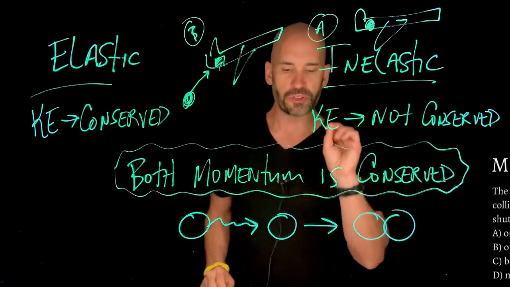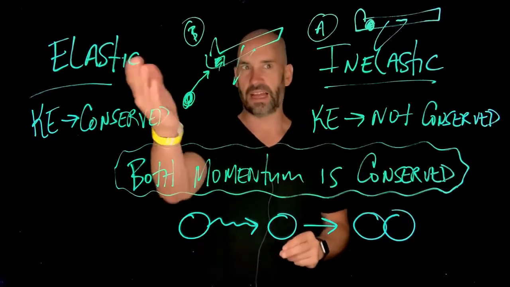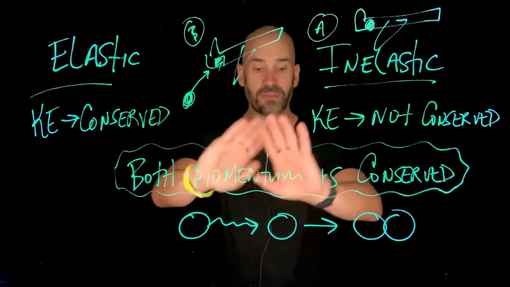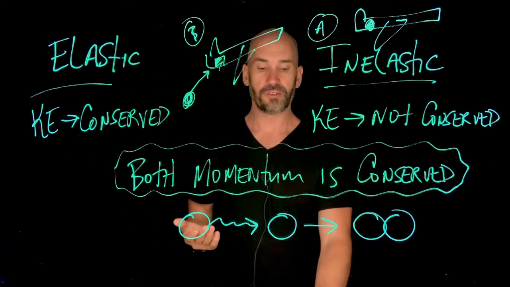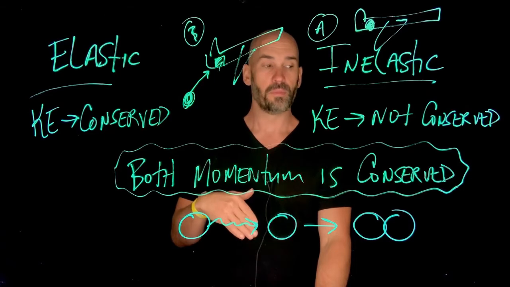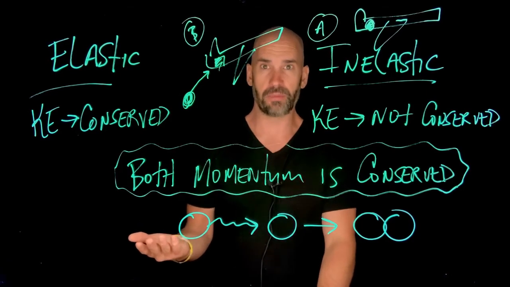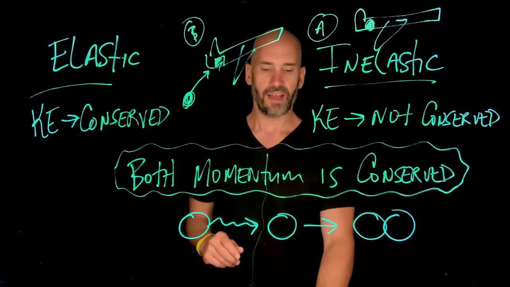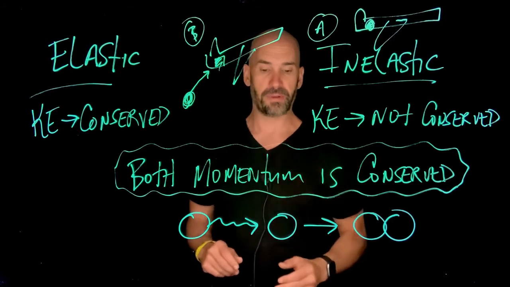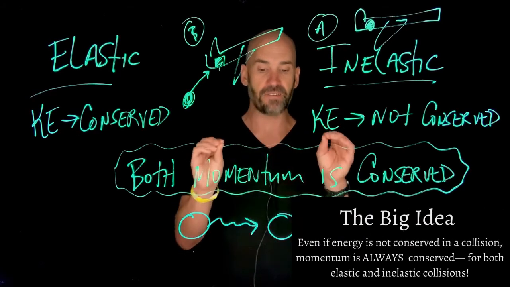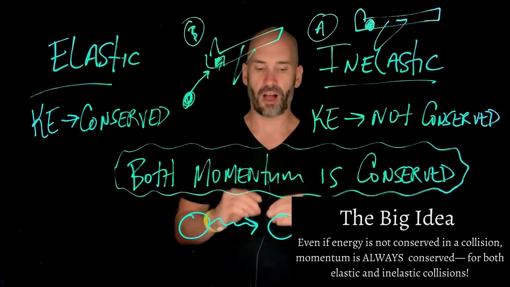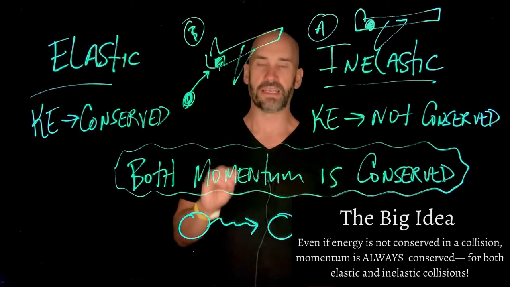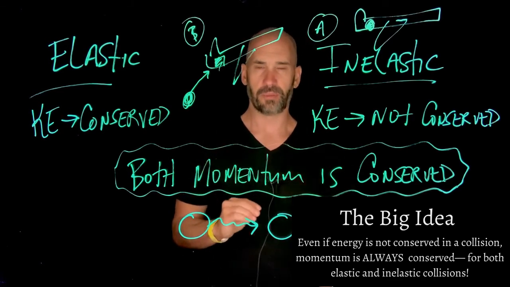So now that we know these two different types of collisions, elastic and inelastic, and now that we know that energy is only conserved in elastic collisions, but momentum is conserved with both, we can move on to solve basically any conservation of momentum problem that I could throw at you. And I'm excited to do that in the next video. Just one recap here. The next slide says the big idea. Even if energy is not conserved in a collision, momentum is always conserved for both elastic and inelastic collisions. And with that, we will begin looking at conservation of momentum problems in the next video.